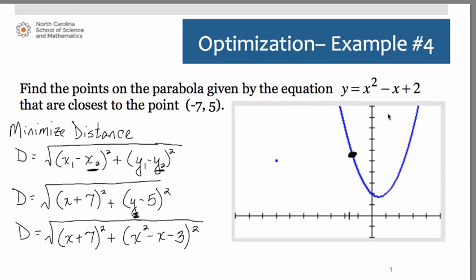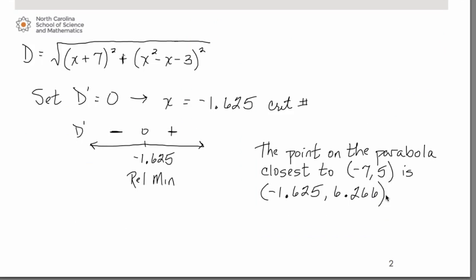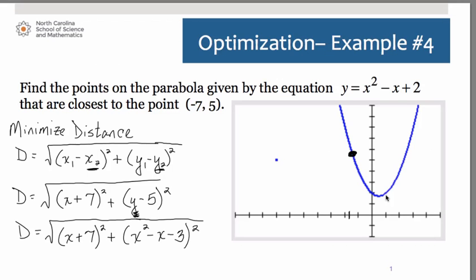Then we can just write up the answer. We find that the point on the parabola closest to the point negative 7, 5 would be the point negative 1.625, 6.266. If you look at the graph, that makes sense because we were trying to minimize the distance to the parabola from this point out here. And it does look like that distance would be the closest because if the point were located anywhere else on the parabola, there's definitely going to be a farther distance getting to those points. So it very much makes sense that this is the point that we found as our final answer.